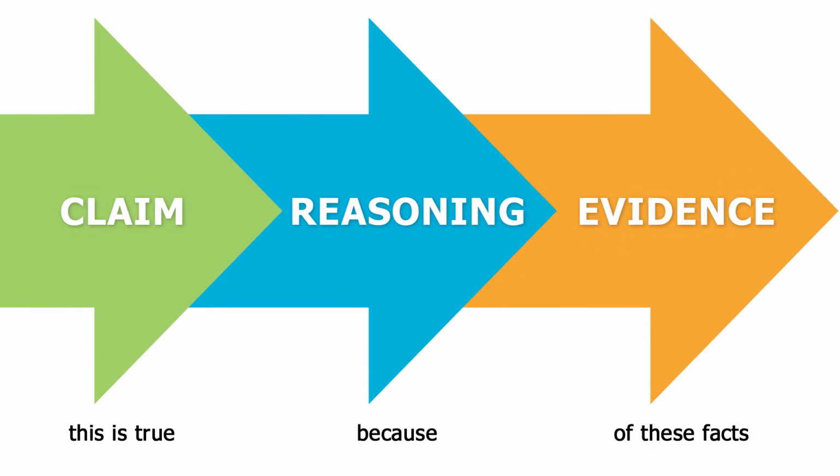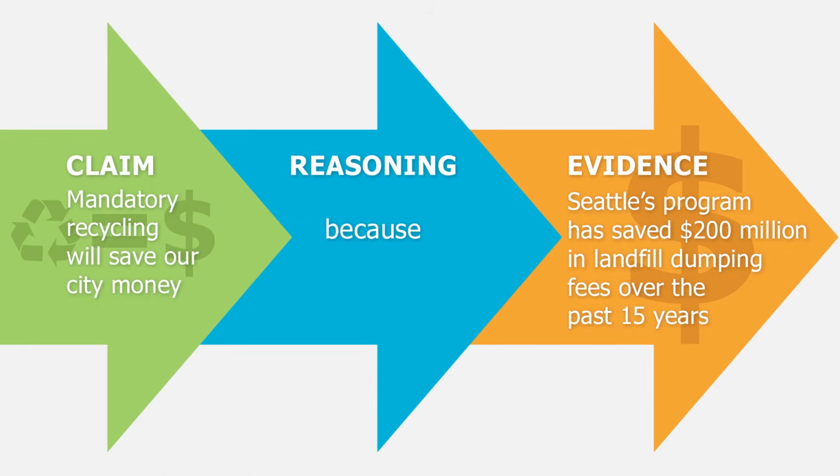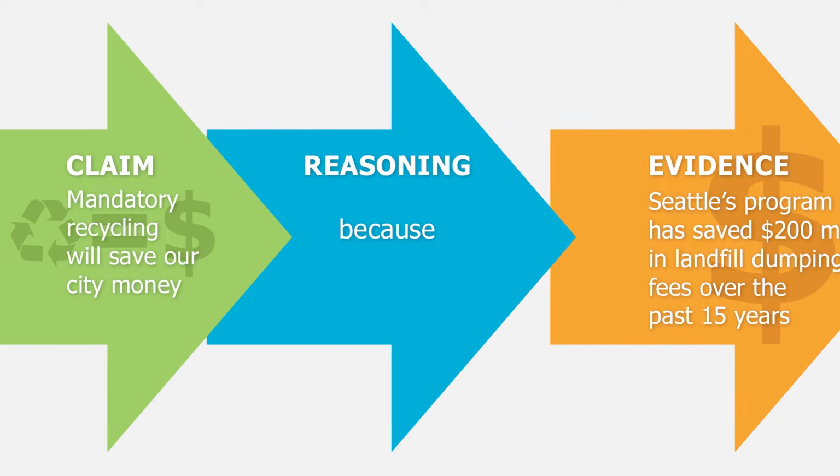In addition to facts and details, authors use reasoning to show a logical connection between their claim and the evidence. Reasoning explains why the evidence validates the claim. For example, mandatory recycling will save our city money because Seattle's program has saved $200 million in landfill dumping fees over the past 15 years.